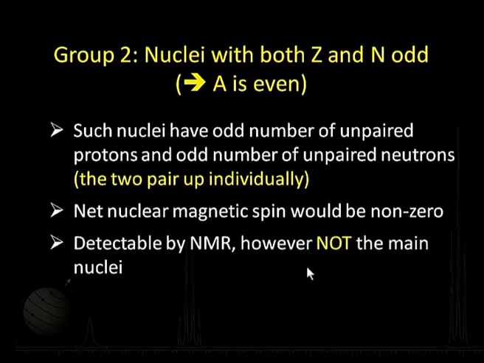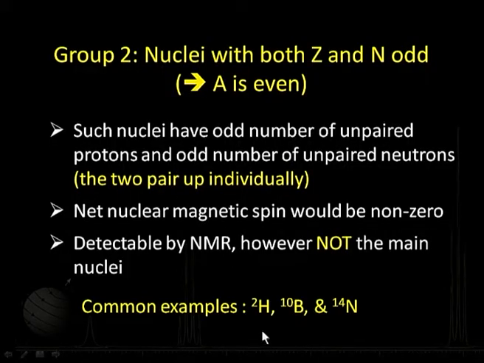Such nuclei are detectable by NMR, but they are not the kind of nuclei we are looking for, because they will be a little more complicated, and the kind of spectra we will get will not be as easily usable as we normally have with nuclei with I equal to half. We will come to that. The typical examples for such nuclei are 2H, 10B and 14N. They are not used for NMR.